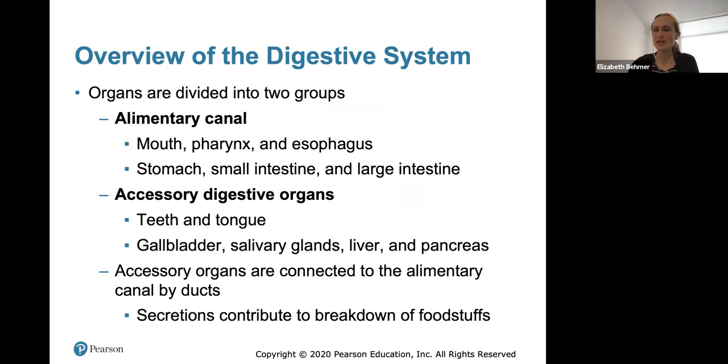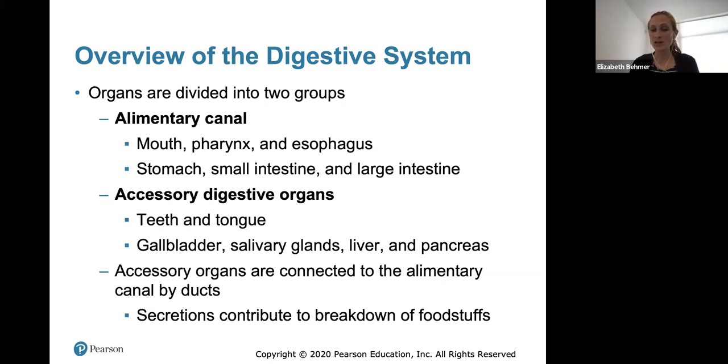So we divide the organs of your digestive system into the ones of the alimentary canal, like the mouth, pharynx, esophagus, stomach, small and large intestine, the organs that make up kind of one continuous tube from start to finish. And then the accessory digestive organs: the teeth, the tongue, the gallbladder, salivary glands, liver, and pancreas. You should know well which organs make up the alimentary canal and which ones make up the accessory digestive organs.